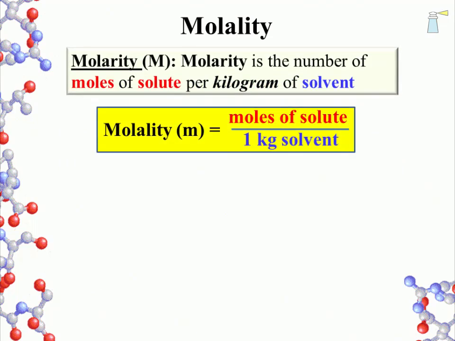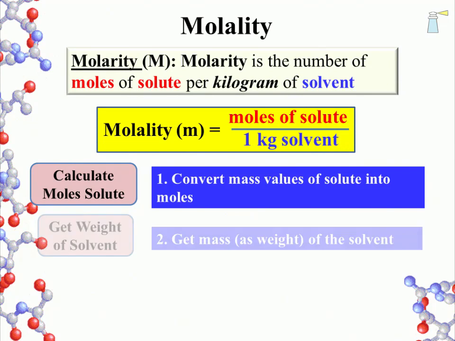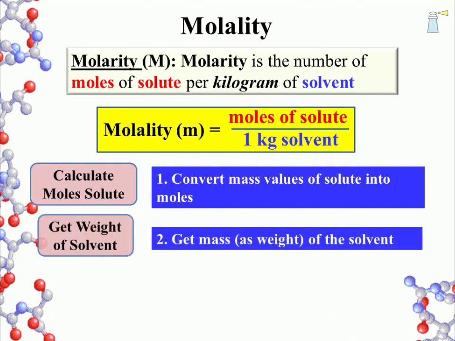Calculating molality is very similar to calculating molarity. Begin by calculating moles of solute. Convert mass values of solute into moles. Then get the mass or weight of the solvent, and that needs to be in kilograms. Solvents are usually measured by volume, so some sort of conversion will probably be necessary.